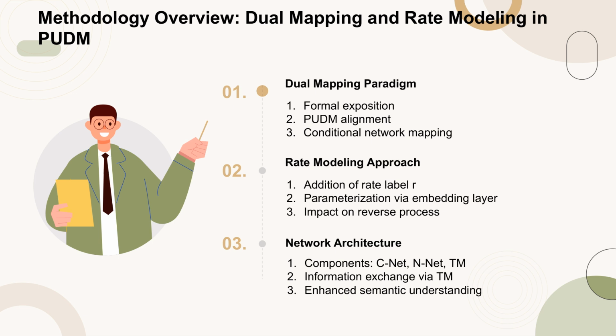The network architecture of PUDM consists of three crucial components: the conditional network, CNet, the noise network, NNet, and the transfer module, TM. These components facilitate information exchange and enhance semantic understanding, contributing to the overall effectiveness of the model.